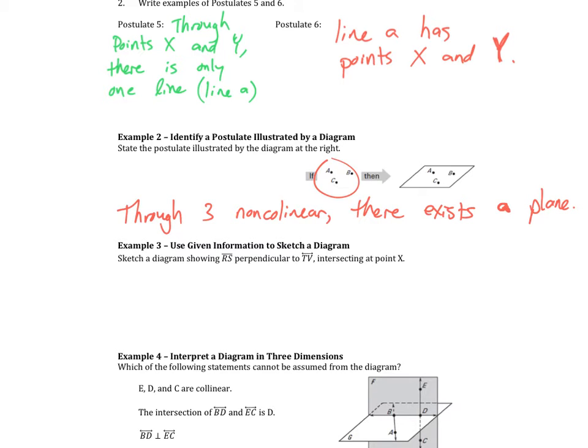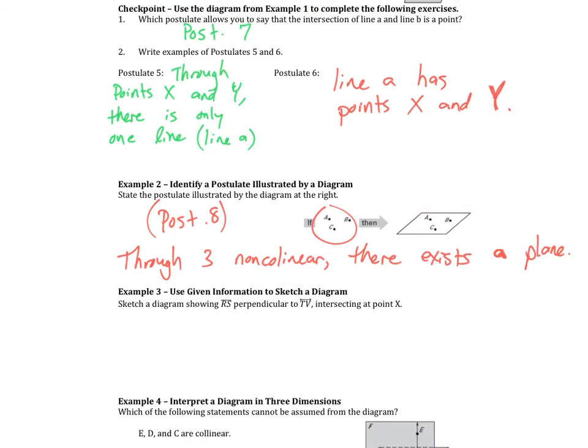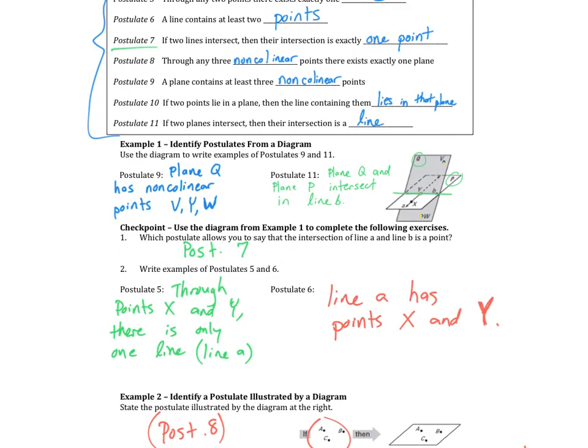Or there exists exactly one plane. And that actually is postulate 8. If we scroll up, postulate 8 says, through any 3 non-collinear points, there exists exactly one plane.